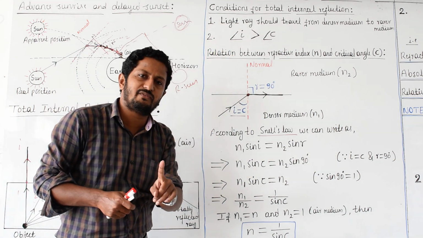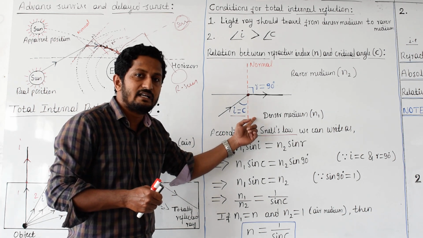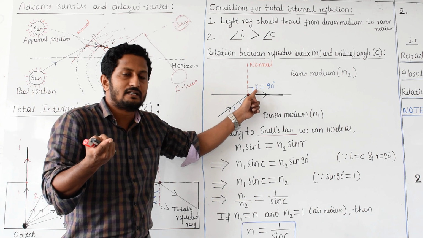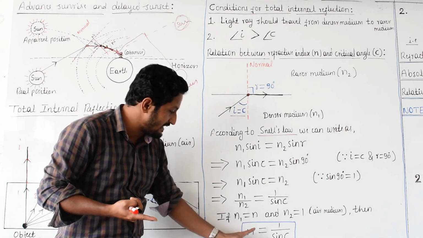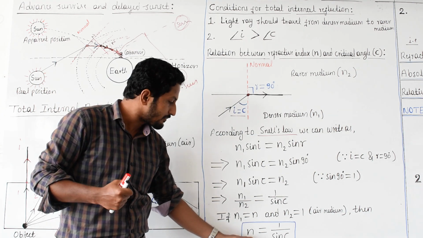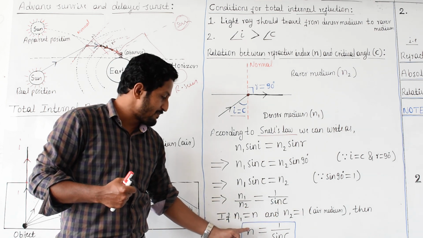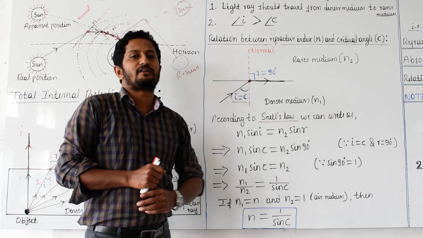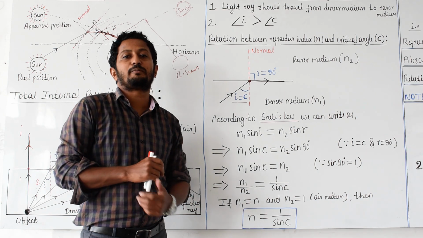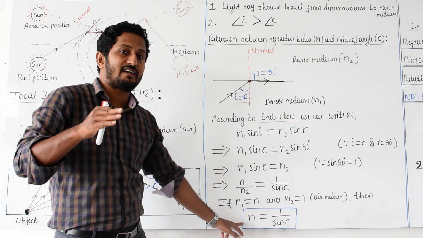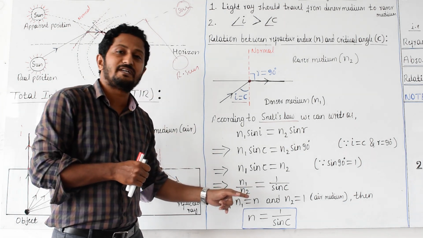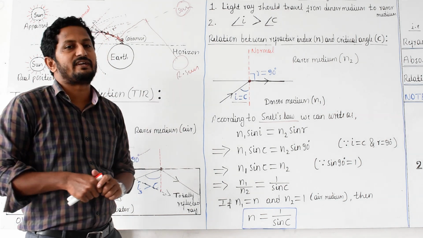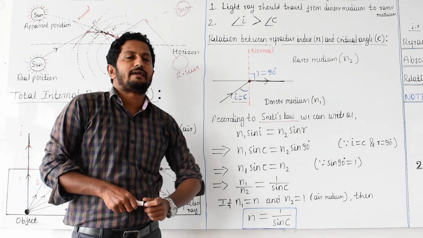Our title is the relation between the refractive index of that medium and the critical angle in it. The critical angle is C, the refractive index of that medium we treated as small n. So what is the relation between n and C? This equation is telling that n is equal to 1 by sin C. This is a very important relation. We should know this relation. While solving problems, be conscious that n means the refractive index of the denser medium, and C means the critical angle which exists in that denser medium. This is about the relation between refractive index and critical angle.